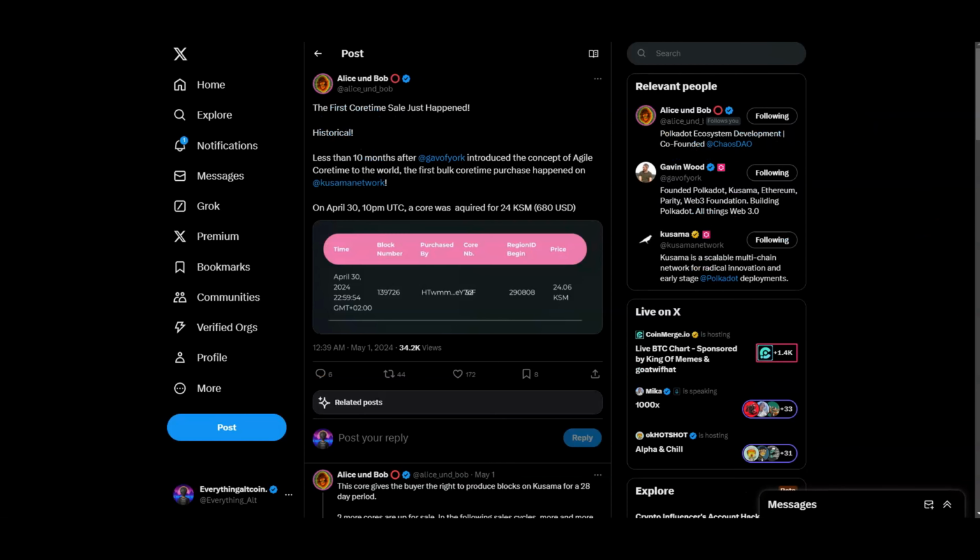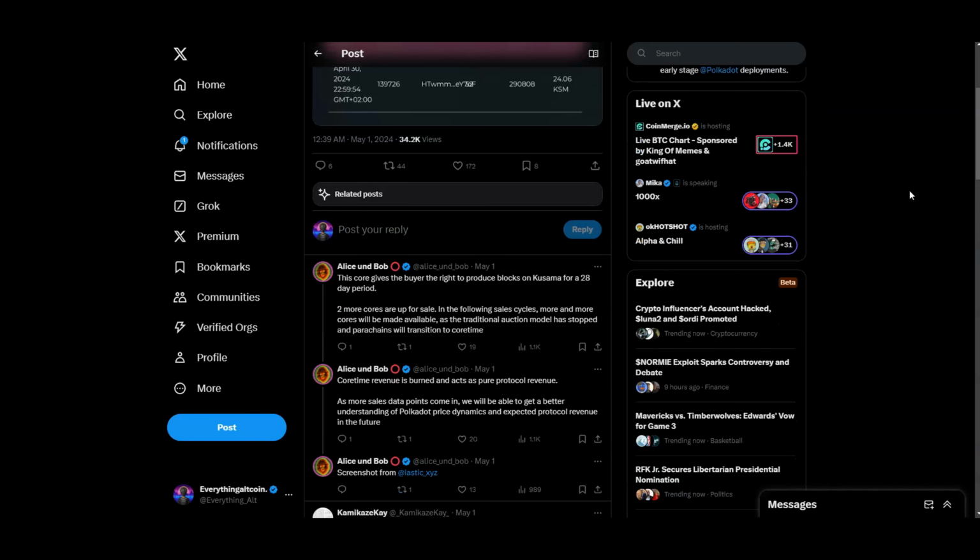And with this core time sale here, as you guys can see, Alice and Bob put this out. The first core time sale just happened less than 10 months after Gavin Wood introduced the concept of agile core time to the world, with the first bulk core time sale happening April 30th. This was just last month. A core was acquired for 24 KSM, $680, right? That's not a lot, right?